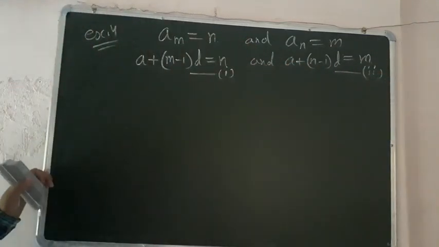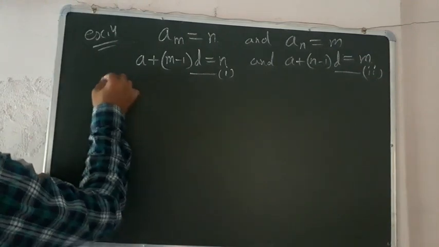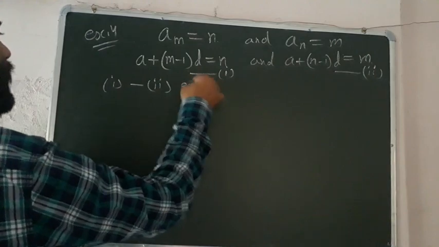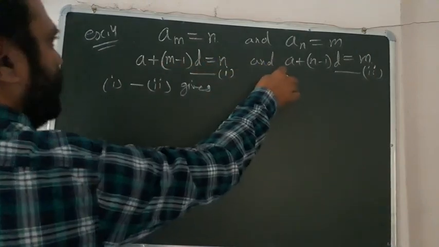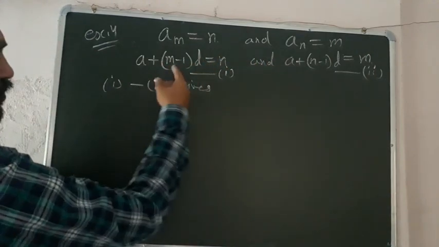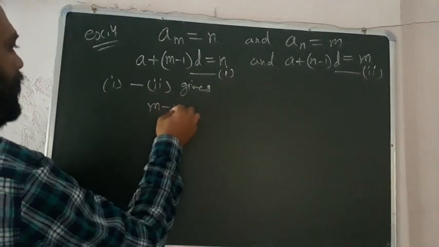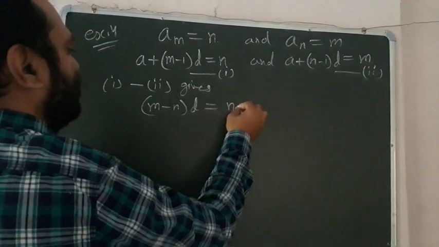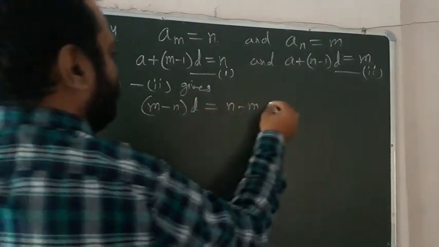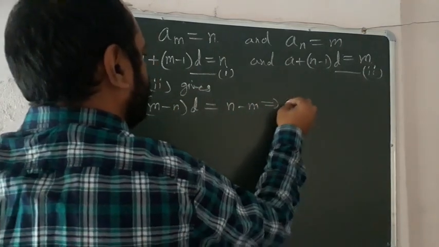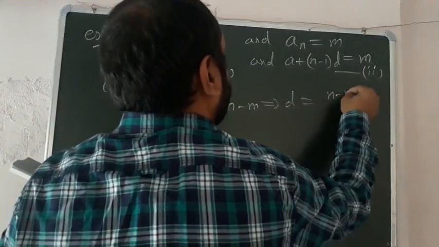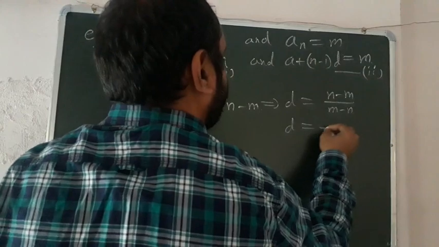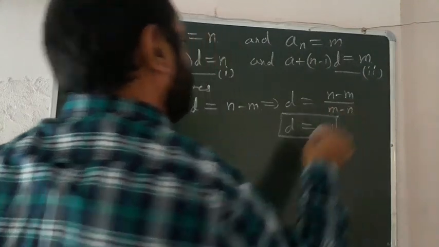So beta ji, when we subtract these two, first minus second, what will we get? This a and a will cancel, beta. So on subtracting we will get (m minus n) into d is equal to n minus m. When we simplify this, d is equal to (n minus m) over (m minus n). So on simplifying we will get the value of d as minus 1.